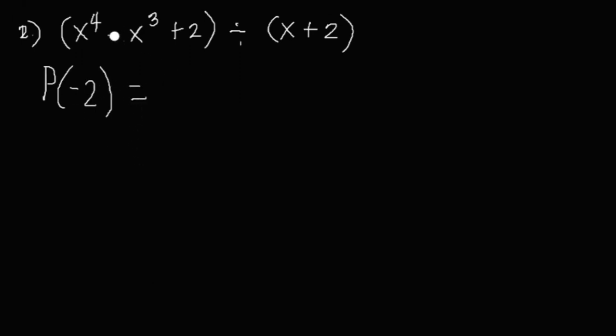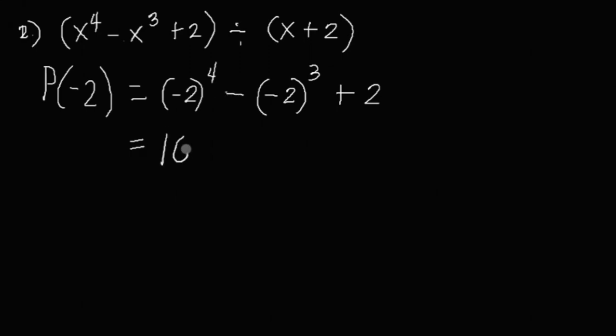So, P of negative 2. That means to say, yung ating x dito, papalitan natin ng negative 2. So, that's negative 2 raised to 4, then minus, again, yung x dito, papalitan natin ng negative 2, then raised to 3 plus 2. So, what is negative 2 raised to 4? You have to multiply negative 2 four times by itself, and that's equal to 16. Positive na. So, that's positive 16.